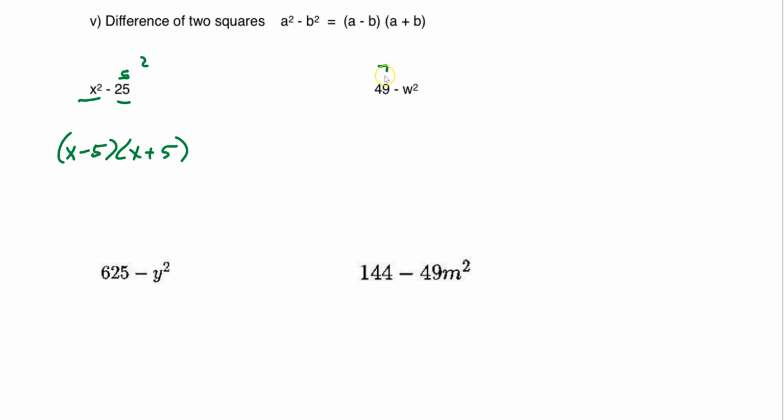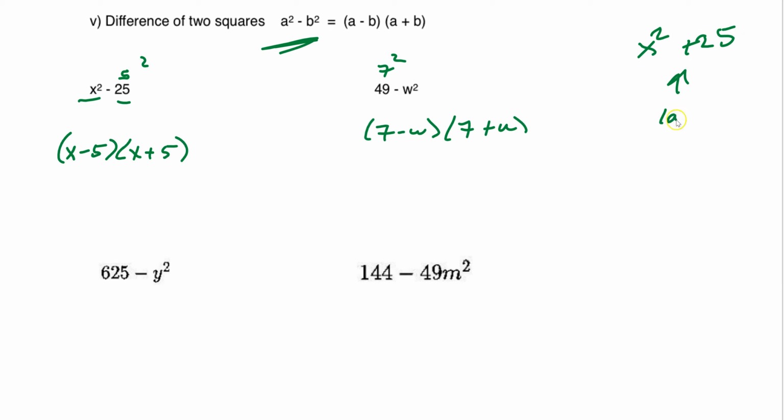Works here, this is 7 squared, so this is going to be 7 minus w, 7 plus w. Now remember, it only works when it's a negative sign. If I gave you x squared plus 25, that cannot factor. It has to be negative. So we call this prime, just like in normal numbers. If you can't factor, it's prime.